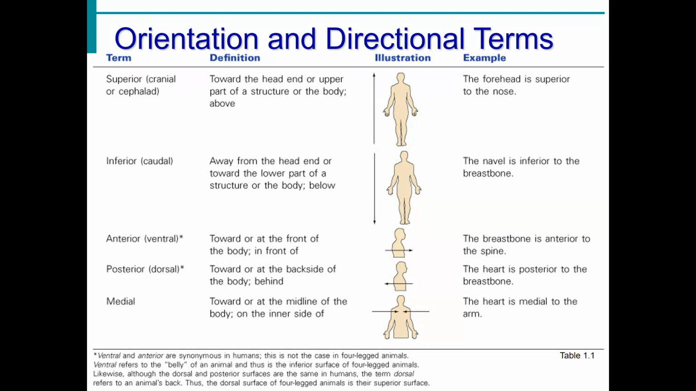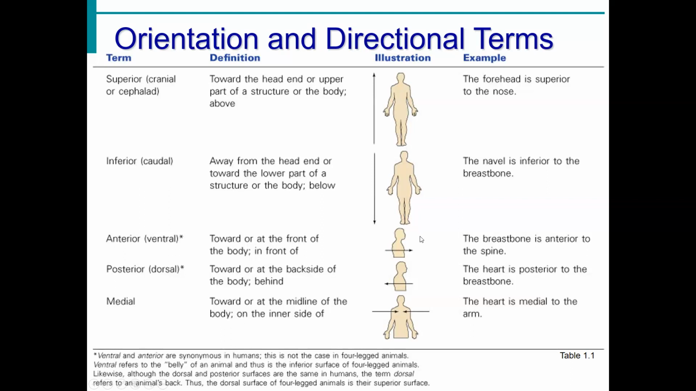Medial. Medial is towards the middle of the body plane, on the inner side, okay? So we say that the heart is medial to our arms, right here in this midplane. The heart is posterior to the breastbone. Remember we talked about that skeletal structure that surrounds and protects our organs? This breastbone covers our heart. The breastbone is anterior to the spine. Anterior means it's to the front, all right?